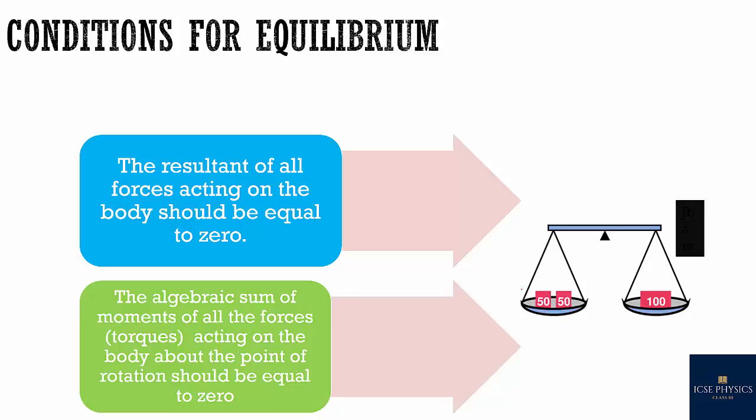So from all these examples that we saw, we know that there are two conditions which must be satisfied for the body to be in equilibrium. First, the resultant of all forces acting on the body should be equal to 0.